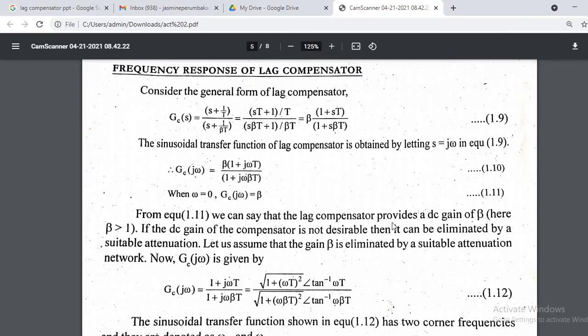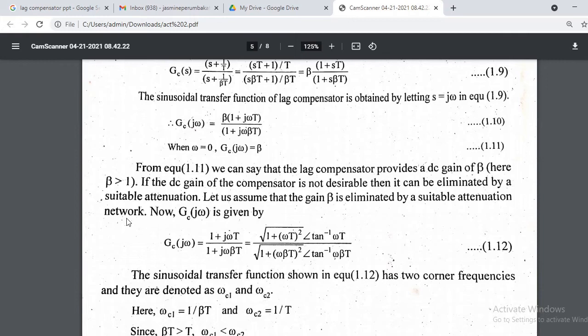We can say that a lag compensator provides a DC gain of beta. And if the DC gain of the compensator is not desirable, then it can be eliminated by a suitable attenuation. Let us assume that the gain beta is eliminated by a suitable attenuation network. That is, removing beta is not very difficult. Just implement a scaling. So we are dealing with the rest of the transfer function, that is 1 plus j omega T divided by 1 plus j omega beta T. So Gc of j omega equal to 1 plus j omega T divided by 1 plus j omega beta T.